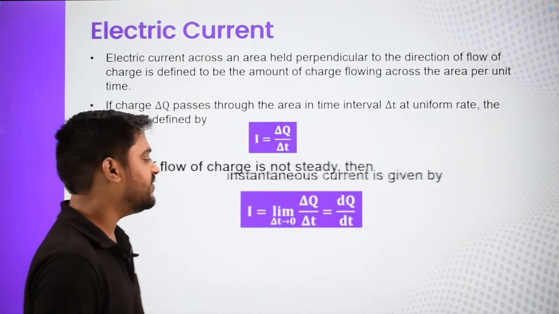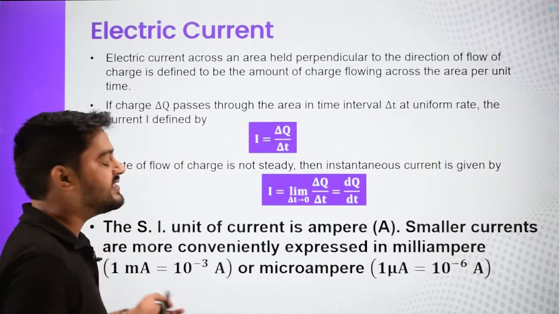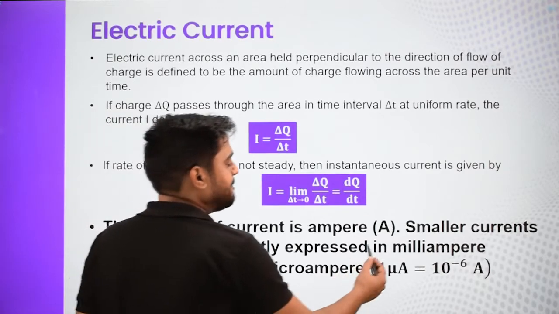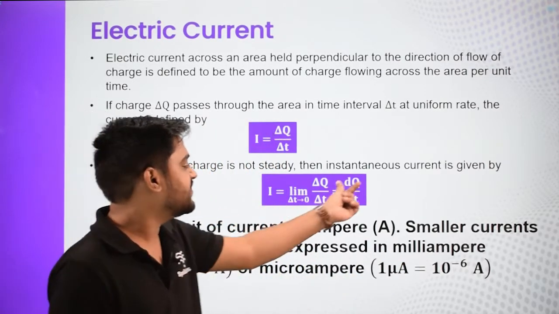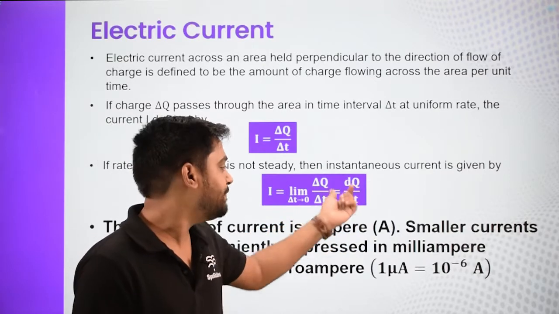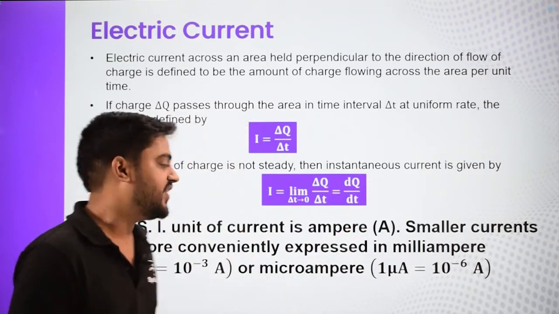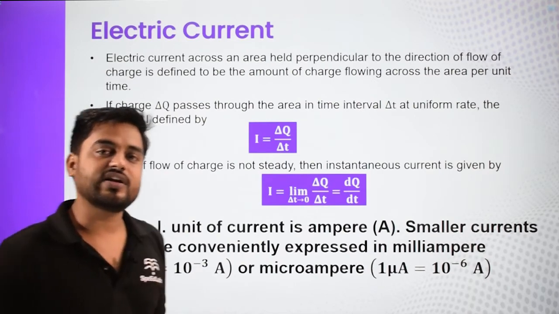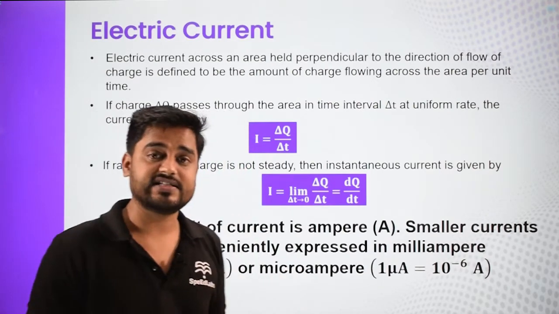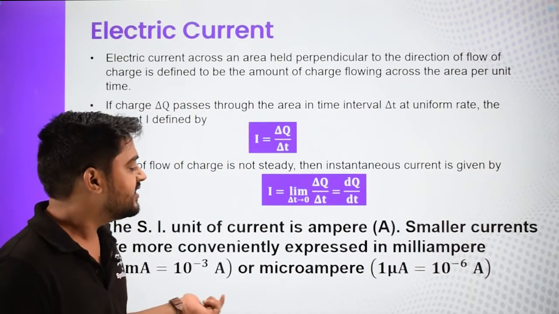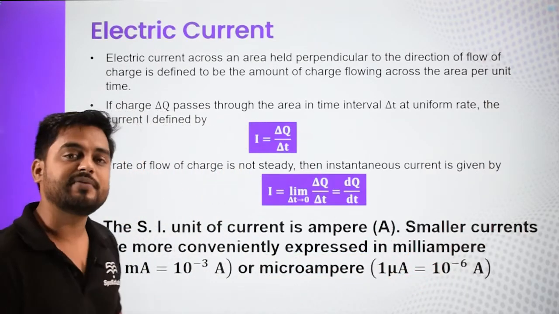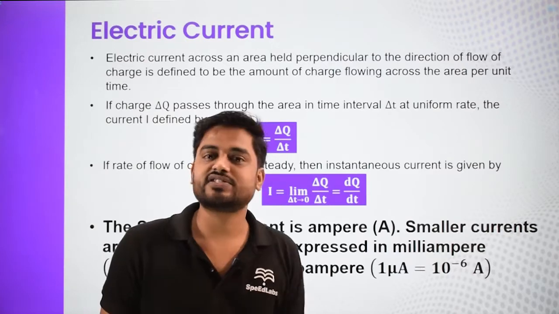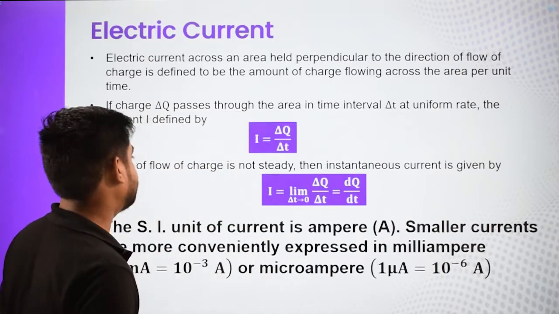Now let us talk about the SI unit. The SI unit of current is the ampere, and how is ampere defined? 1 ampere is 1 coulomb of charge per second. So 1 coulomb per second is 1 ampere. And there are some other units, if you want to use smaller units, then we can use milliampere or microampere. Milli is 10 raised to power minus 3 ampere and micro is 10 raised to power minus 6 ampere.